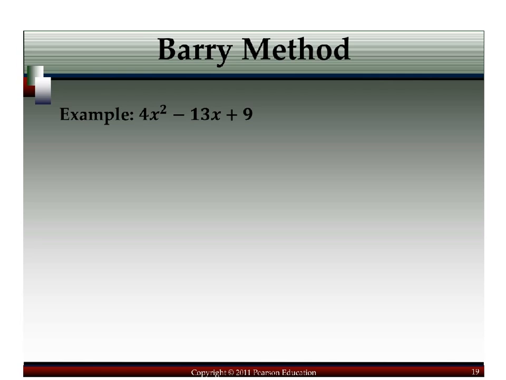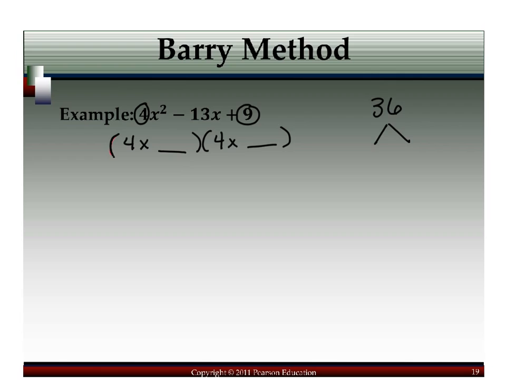Okay, let's do that Berry method again, just to make sure y'all understand it. In this Berry method, again, whoops, let's do that again. 4x and 4x. Multiply 4 and 9, you get 36. So we're looking for factors of 36 that add up to negative 13.